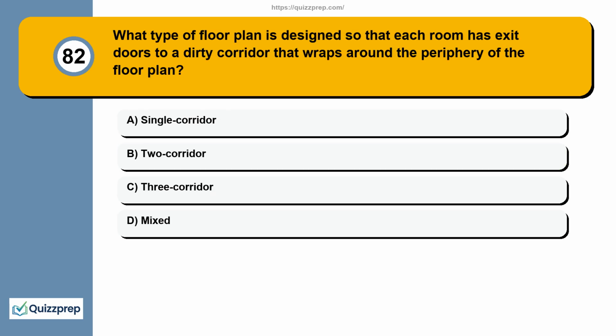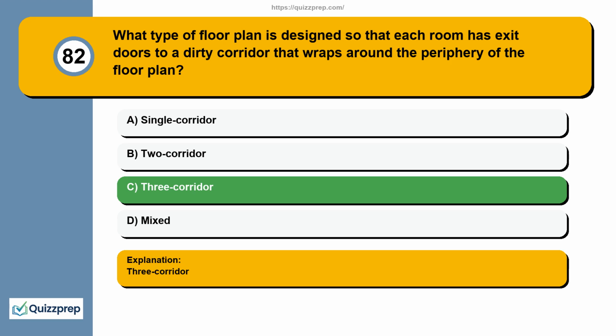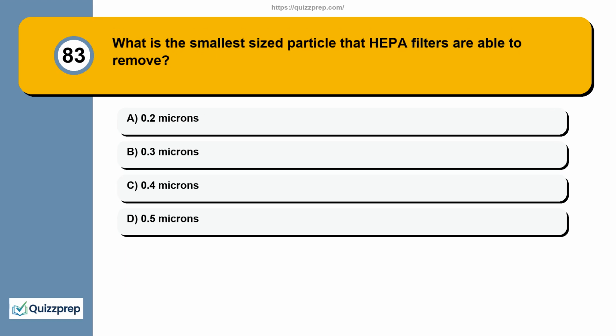Question 82. What type of floor plan is designed so that each room has exit doors to a dirty corridor that wraps around the periphery of the floor plan? Option A, single corridor. Option B, two corridor. Option C, three corridor. Option D, mixed. The correct answer is option C, three corridor.